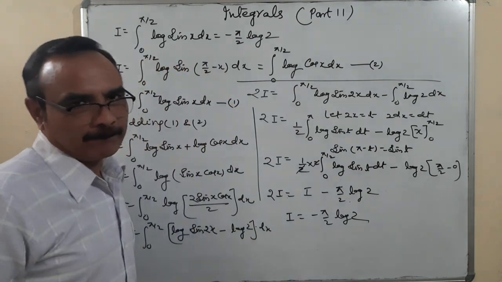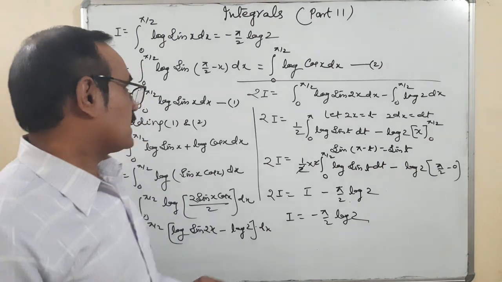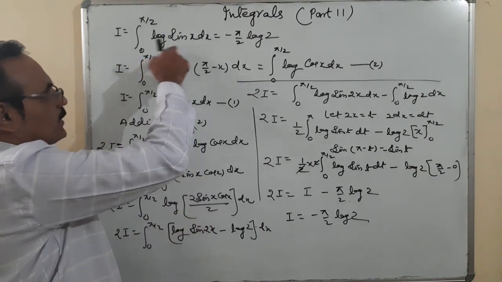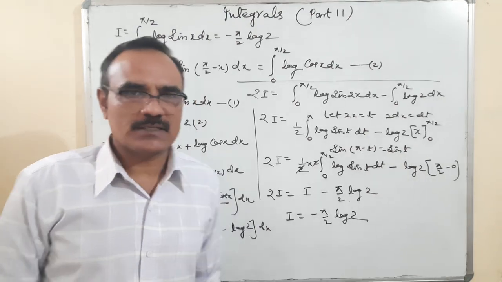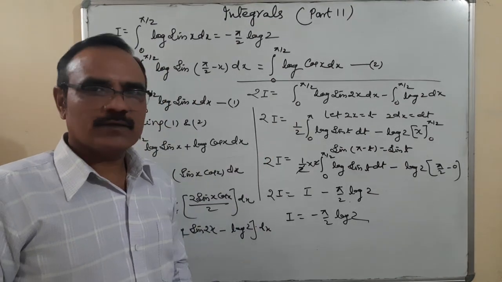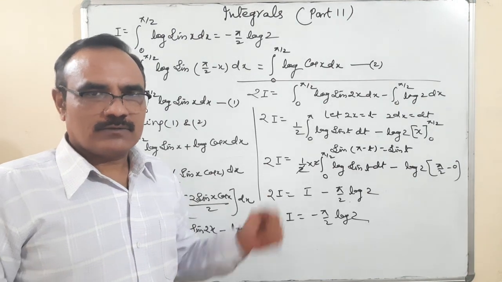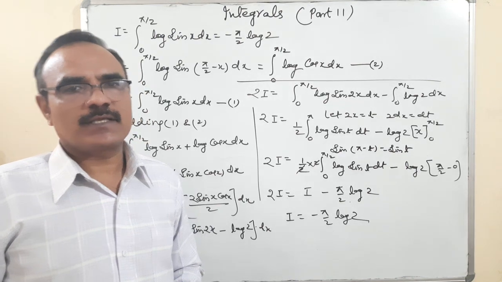Is it clear? So that is a very important question, because directly we can use the result also: integral 0 to pi by 2 log sin x dx. In other questions we can use the result minus pi by 2 log 2 in place of 0 to pi by 2 log sin x. Okay, is it clear? So this is the question, and these types of questions will be solved by using the properties.